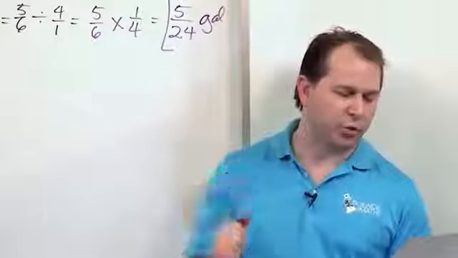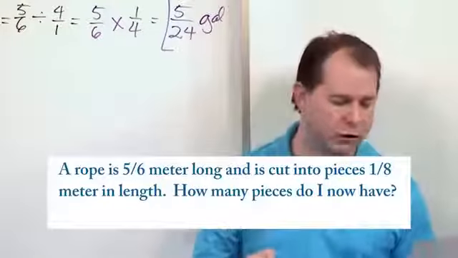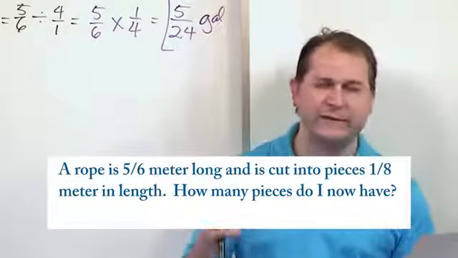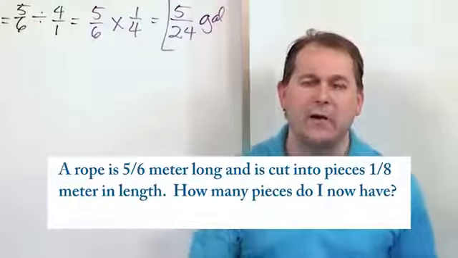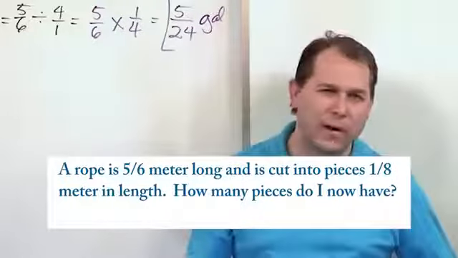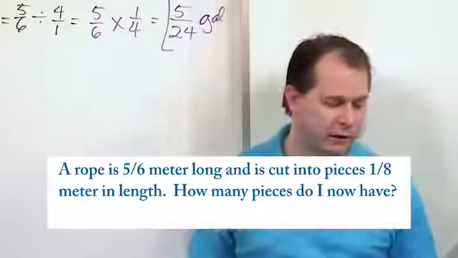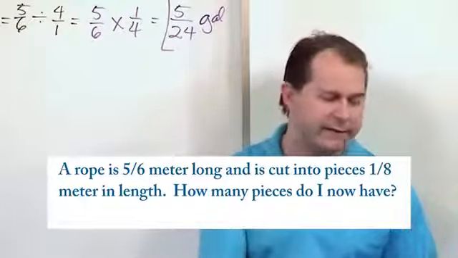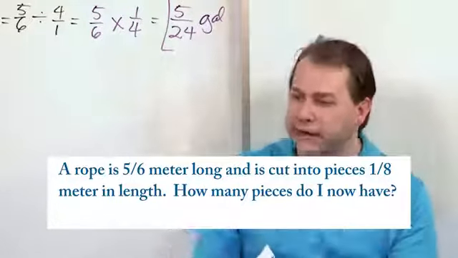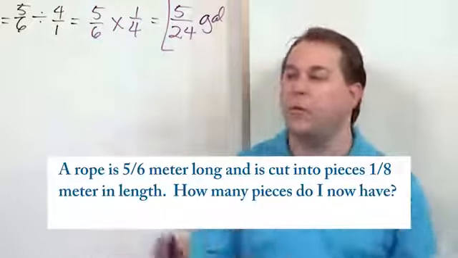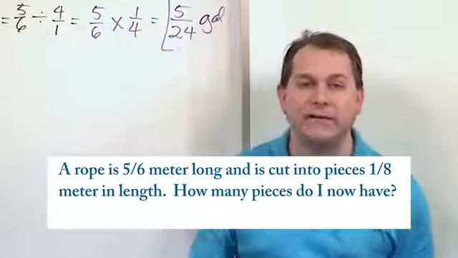It says a rope is 5/6 of a meter long and is cut into pieces 1/8 meter in length. How many pieces do I have? So I have a rope, I've measured it. It's not quite a whole meter long, it's 5/6 of a meter long, but I'm cutting it into pieces. So I cut 1/8 of a meter here, and then I cut another 1/8 of a meter, and another 1/8 of a meter, and another 1/8 of a meter, all the way until I get to the end. How many pieces am I able to cut?